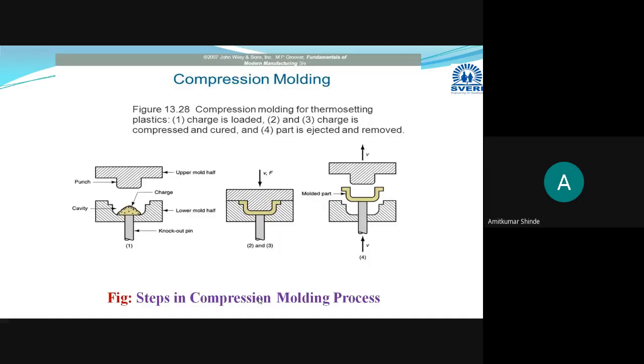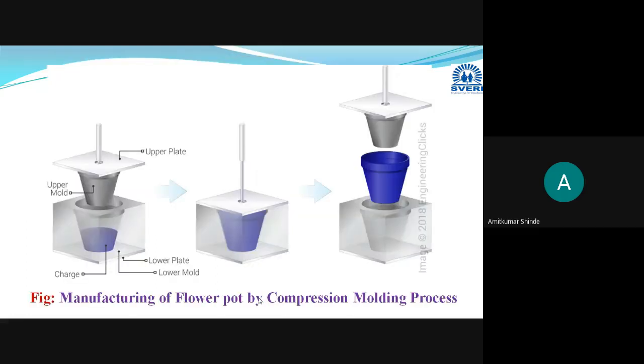These are the basic stages, and the same stages I have explained with the help of one product, that is the flower pot. Here we have manufactured the flower pot, and this flower pot is manufactured by using the bakelite material, or it is also known as phenol formaldehyde. Okay, phenol formaldehyde or bakelite.